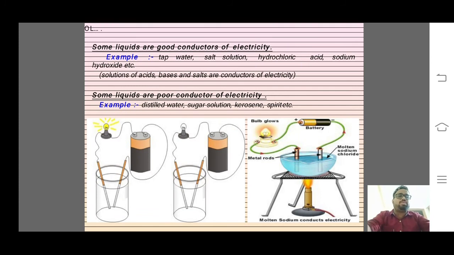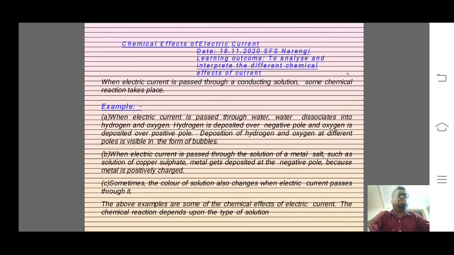So some liquids I have already told you. So today we will discuss the chemical effects of electric current. See nicely this PPT. What are the different chemical effects? When electric current is passed through, some effects are shown. Otherwise, how will you come to know that the current is passing through? Because there are some effects.